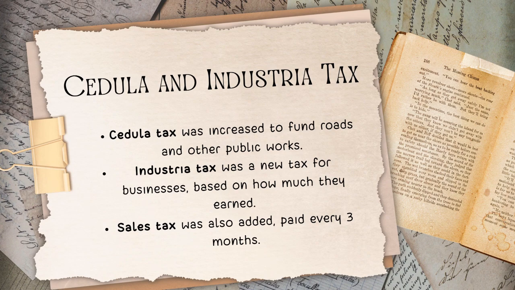After that, the Americans also introduced the cedula and the industrial tax. The cedula system was revised, with provinces allowed to double its fee to fund road construction and maintenance, significantly increasing government revenue. Additionally, the industrial tax was imposed on businesses based on their profitability, making the tax system more complex but also more structured. And a sales tax was also introduced, payable quarterly, further expanding the government's revenue base.